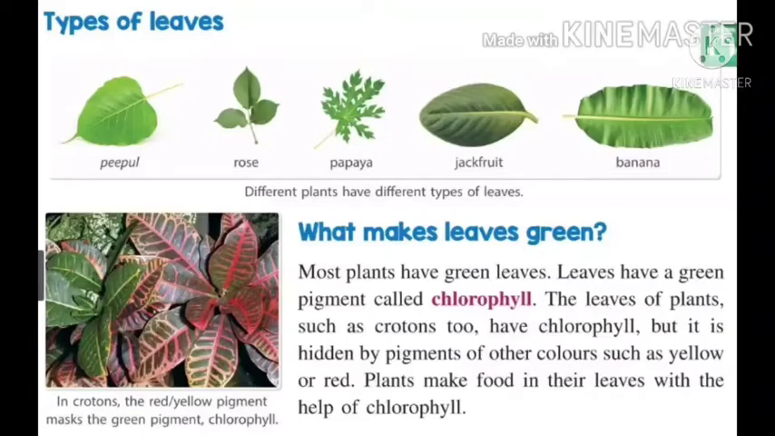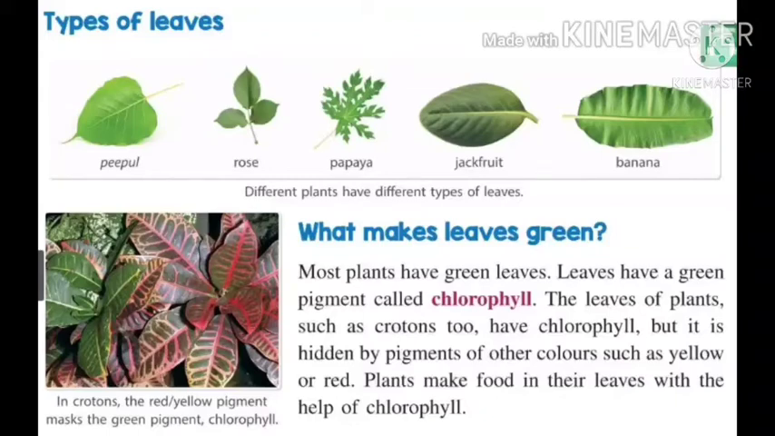So what makes the leaves green? Most plants have green leaves. Leaves have a green pigment called chlorophyll. The leaves of plants such as crotons too have chlorophyll, but it is hidden by pigments of other colors such as yellow or red. Plants make food in their leaves with the help of chlorophyll. So what did we come to know here? On the leaves, a pigment is present. The name of the pigment is chlorophyll, and because of the chlorophyll, the color of the leaf is green.